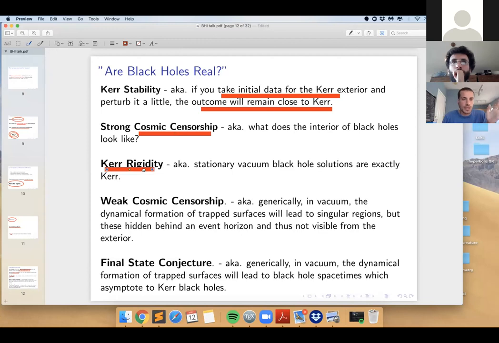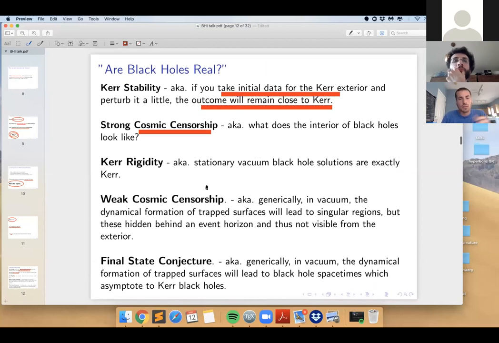Kerr rigidity, which is essentially a mathematician's version of the no-hair theorem. So the question is, are the only stationary vacuum black hole solutions actually described by the Kerr family, for instance, in vacuum? Weak cosmic censorship, I won't go into too much detail, and the final state conjecture, I won't go into too much detail because these are long stories. But essentially, the point is that under some understanding of the word generically, the question is, generically, in vacuum, will the dynamical formation of trapped surfaces, I'll explain what trapped surfaces are in a second, lead to singular regions? No need to make that too precise right now. But these will be hidden behind an event horizon, right? Event horizons will form, and they will hide whatever singular black hole interior region there is. And so the black hole interior won't be visible from the exterior.